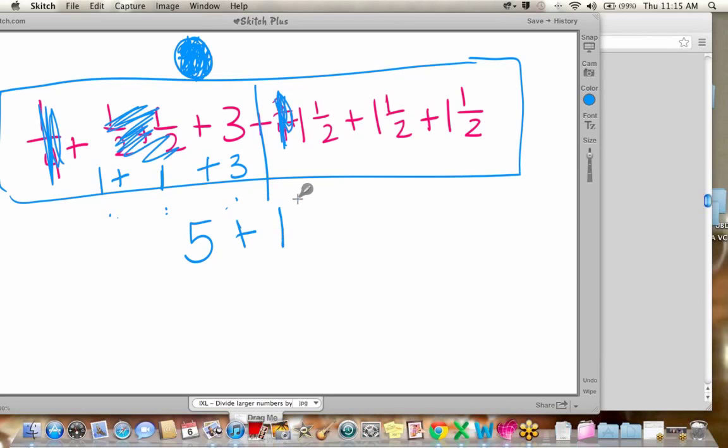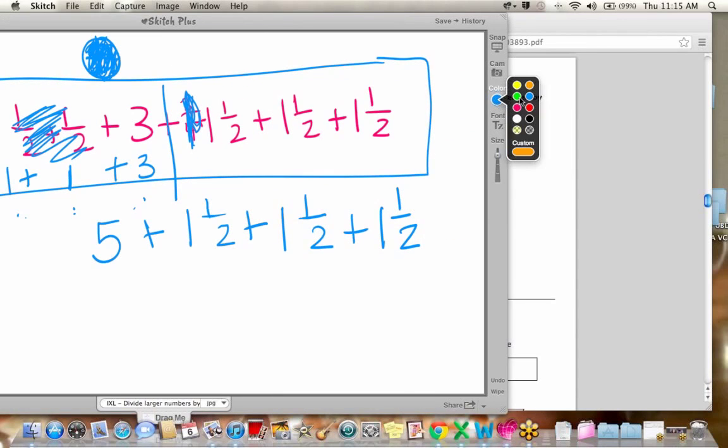We have 5 plus 1.5 plus, yes, Tyler, you're exactly right, plus 1.5 plus another 1.5. All right, so let's add up those whole numbers because it's going to be easier if we just do those whole numbers first. What's 5 plus 1 plus 1 plus 1? 8. Good.